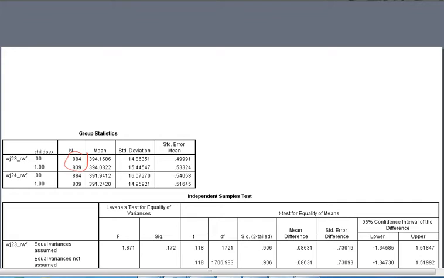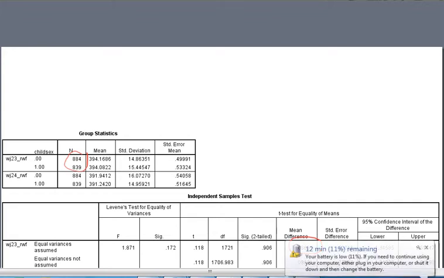When we subtract 394.0822 from 394.1686, we get a mean difference of 0.08631. The question that we have is whether or not that observed difference is significantly great enough to have occurred by factors other than random sampling fluctuation alone.